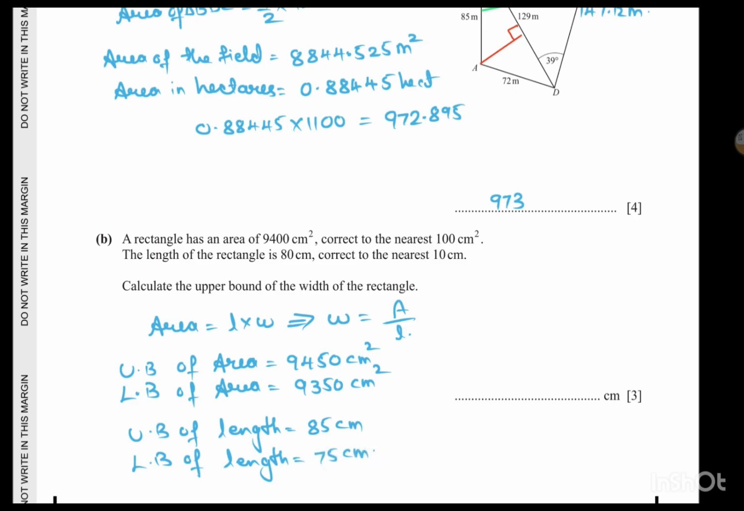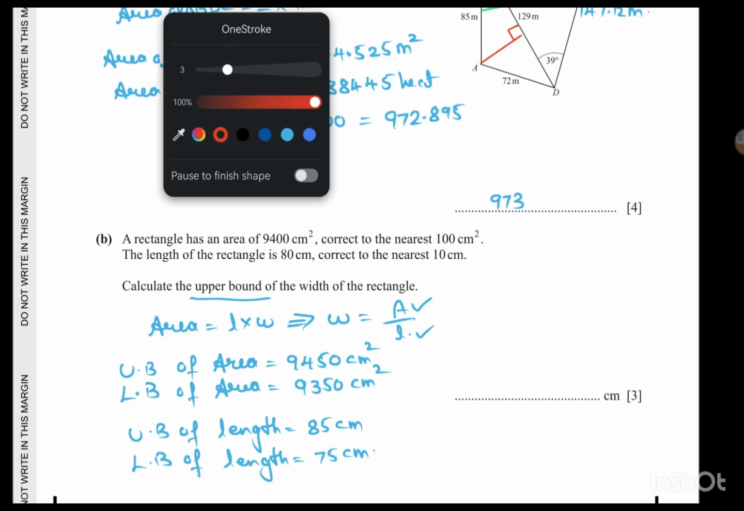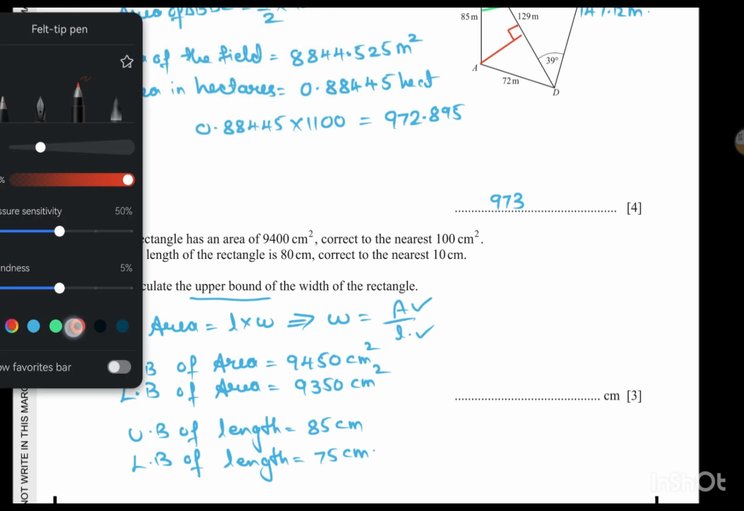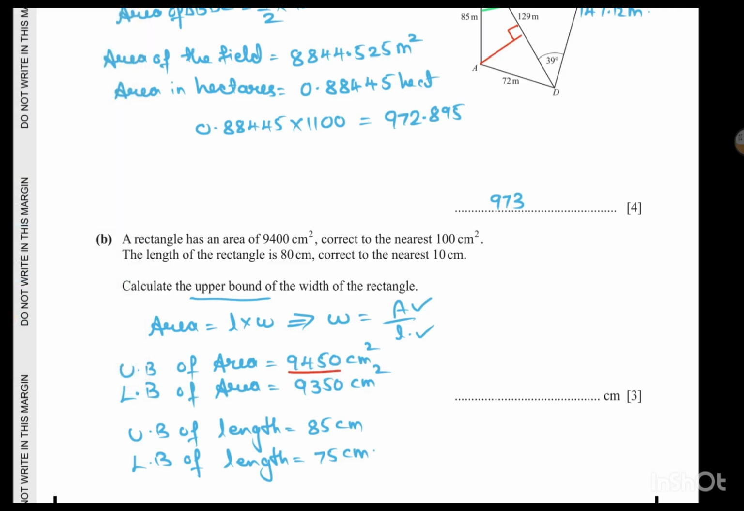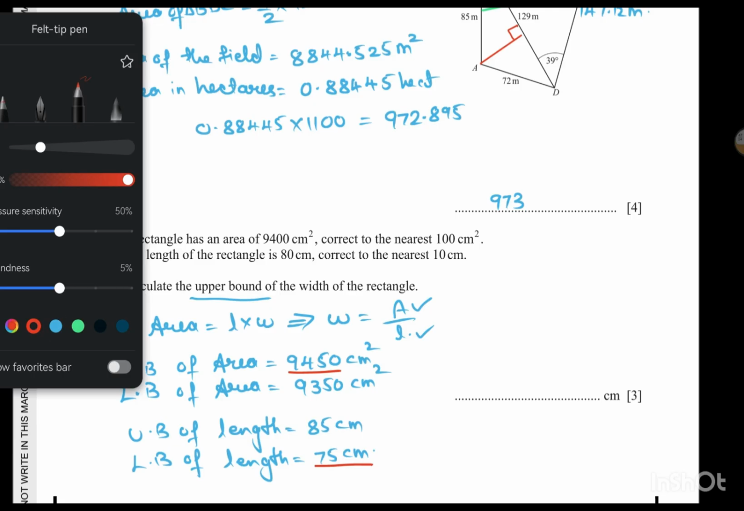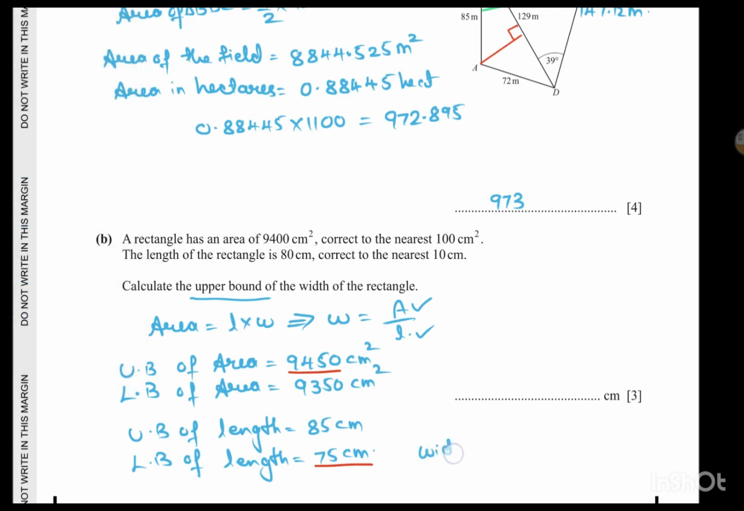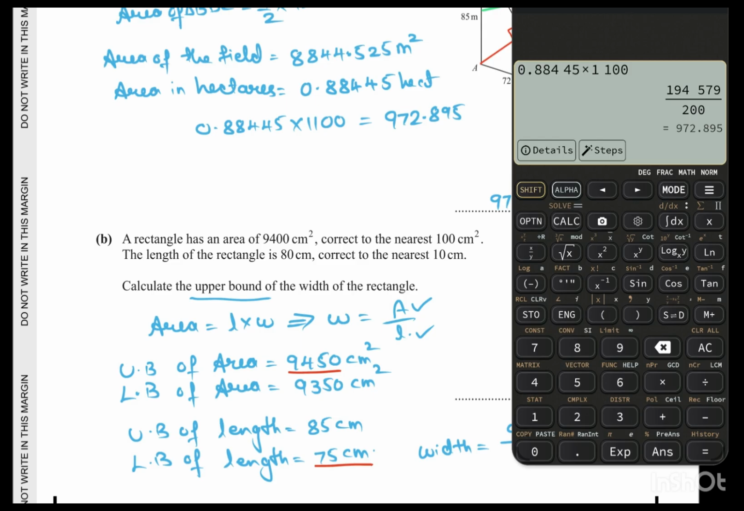Now we have to find the upper bound of the width. So to get the upper bound of the width, we need to take the upper bound of area and the lower bound of length. So with these two, sorry, let me highlight it. So we have to take the upper bound of area and lower bound of length. So width is equal to 9,450 by 75.